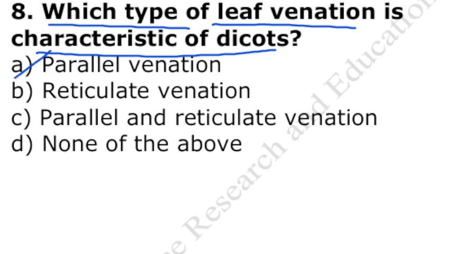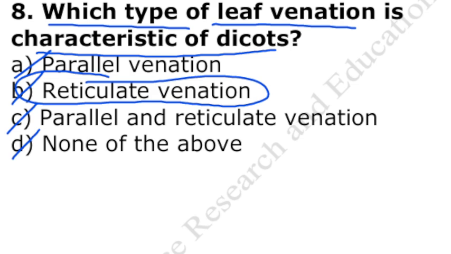Parallel venation, reticulate venation, parallel and reticulate venation, or none of the above. So the major characteristic of leaf venation found in the dicot is the reticulate type of venation, whereas in case of monocot we see mainly parallel venation.